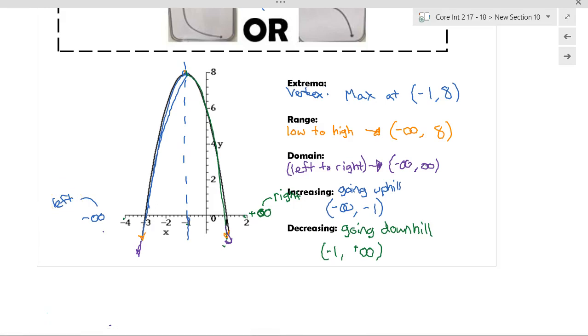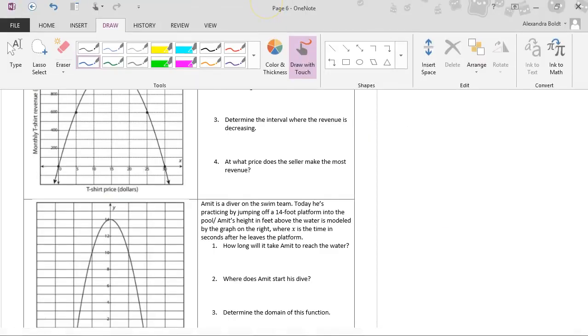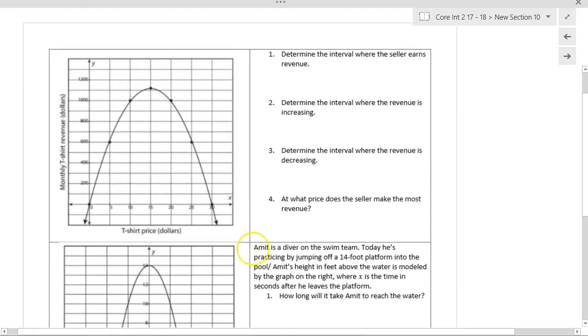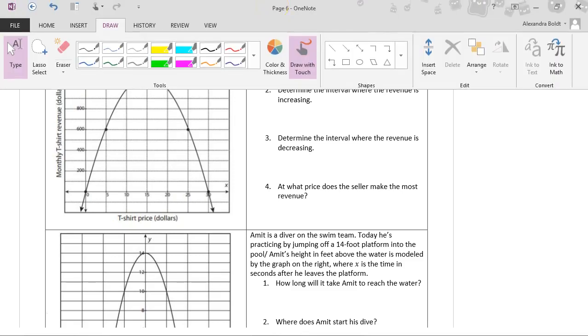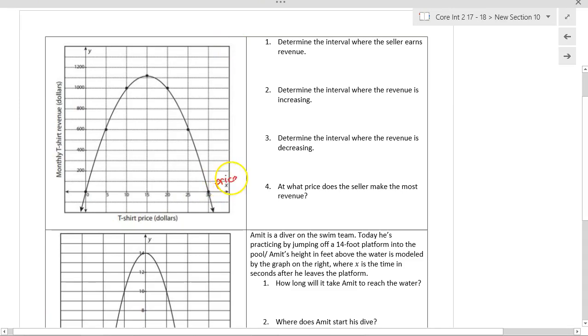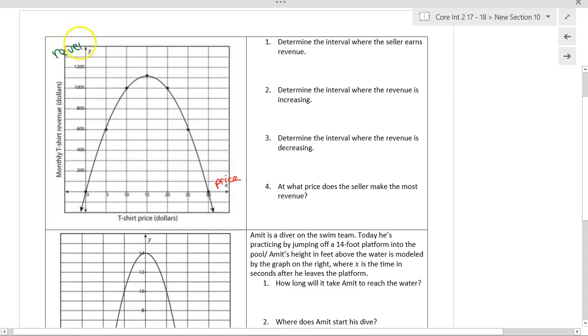All right, let's go ahead and look at the next page. Now it's the graph. We're going to look at domain, range, all those things. Looking at our first graph, we have the t-shirt price versus how much money I make. Both are dollars, so our x value is price, and our y value is revenue. Revenue is just a fancy word for profit, so it's how much money you're making versus how much you're selling your shirt for.